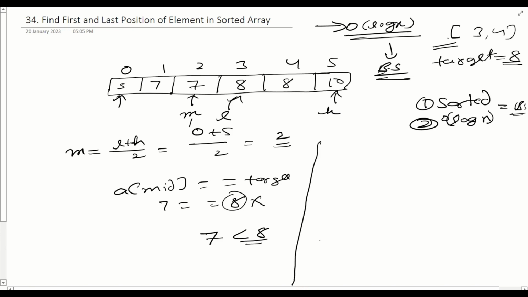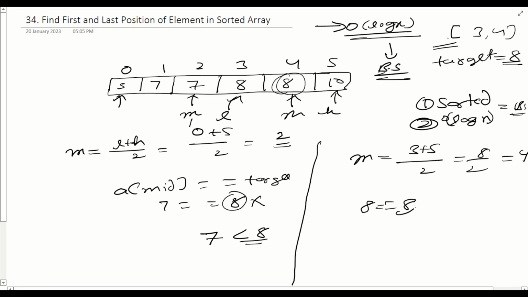Now again for the second iteration we'll calculate mid, right? So mid will be low plus high, so 3 plus 5 divided by 2, 8 divided by 2, that is 4. So our mid will point over here, and then we'll see if target equals mid, that is yes, right? So we need to return that.